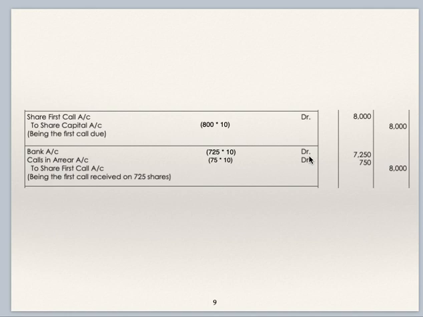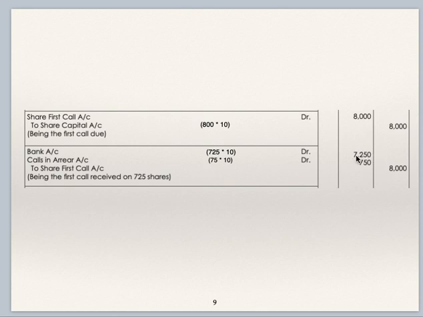First call they have not received on 75 shares. That means they have received on 800 minus 75, 725 shares. So bank account debit 725 into 10, 7250. Calls in arrears account debit 75 into 10, 750, to share first call 8000.